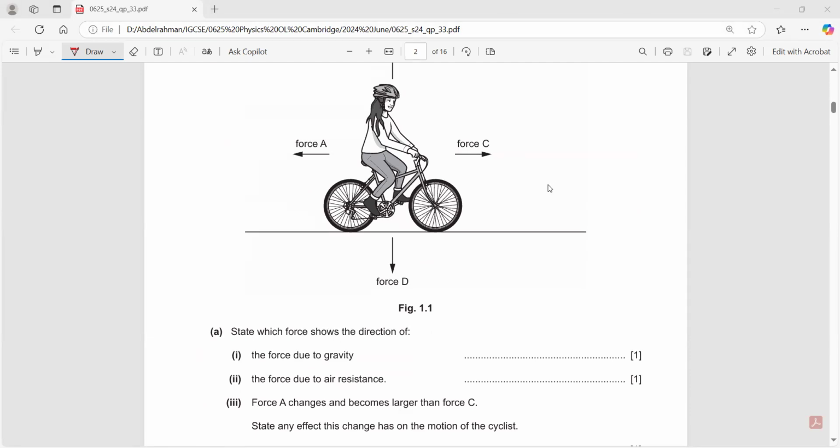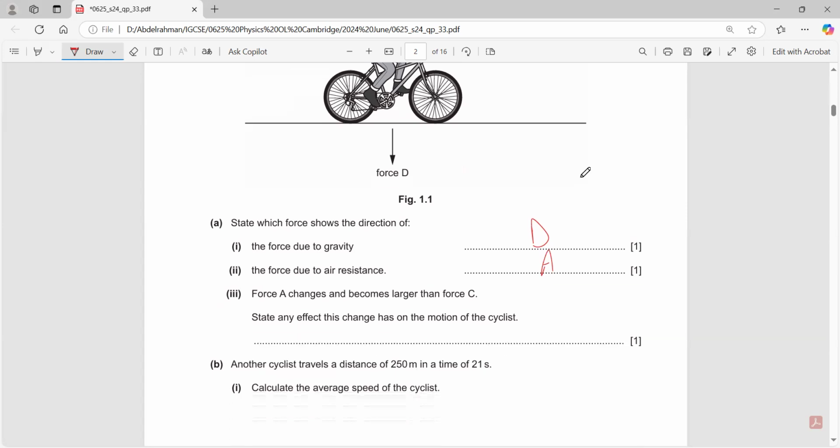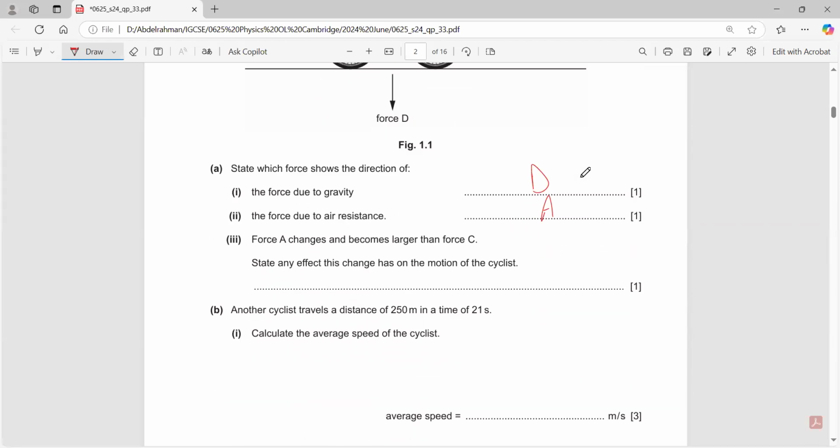Okay, that was easy. D. The force due to air resistance. If she's moving towards C, the air resistance would be A, exactly. Force A changes and becomes larger than C. If A is now larger than C, which is the air resistance, is now greater than C.